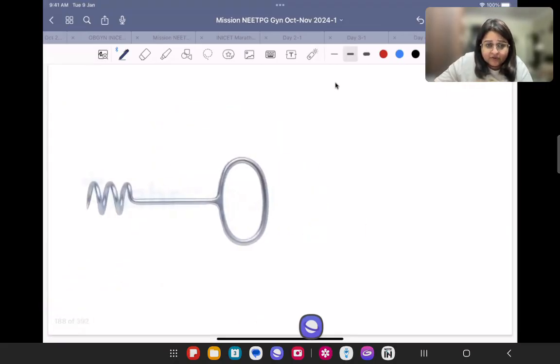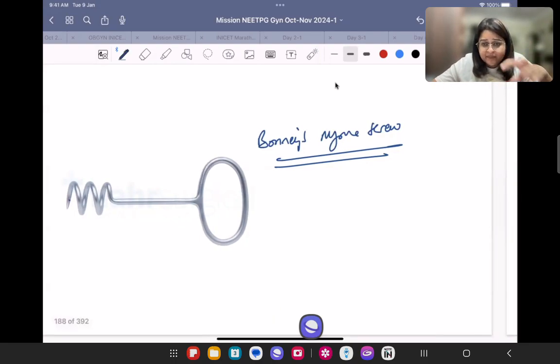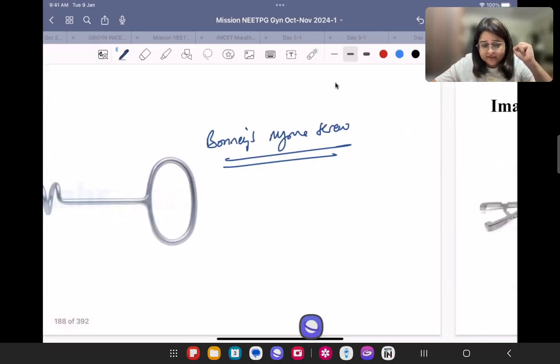Now, some important instruments that you should know which come in the exam. What is this? This is a Bonney's myoma screw. This is used when we're doing an abdominal myomectomy, and this helps us hold on to the fibroid. It gives us traction. The fibroid is very firm in consistency. So this digs into the fibroid and इससे हमें traction मिलता है. Basically हम पकड़ सकते हैं fibroid को इस instrument से. ठीक है?